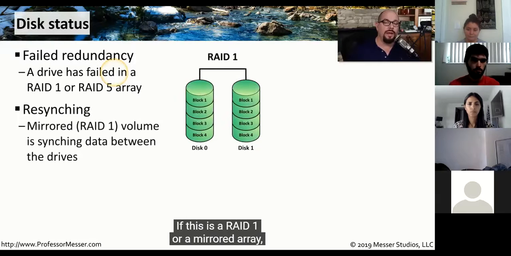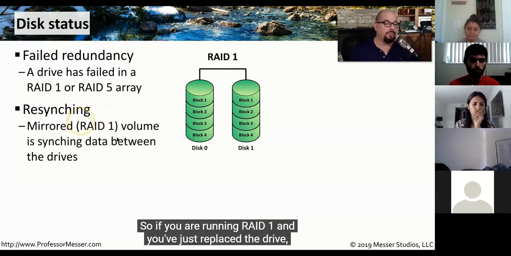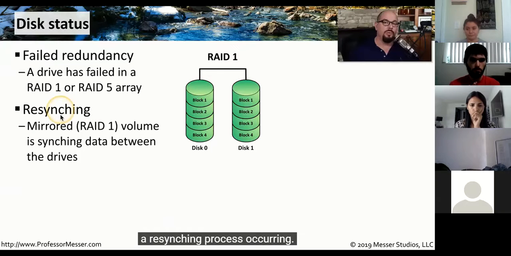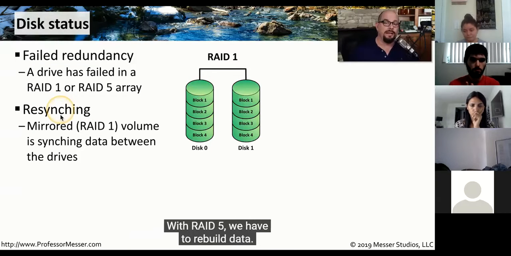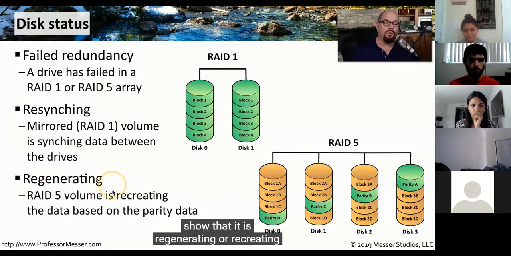If this is a RAID 1 or a mirrored array, that means that you'll now have a brand new drive and all of that information will need to be copied from one drive to the other. This is called resyncing. So if you are running RAID 1 and you've just replaced the drive, the disk status will show you that there is a resyncing process occurring. With RAID 5, we have to rebuild data. We're not simply copying data to the new drive. So with RAID 5, the disk status will show that it is regenerating or recreating the data based on the parity that was missing in that missing drive.